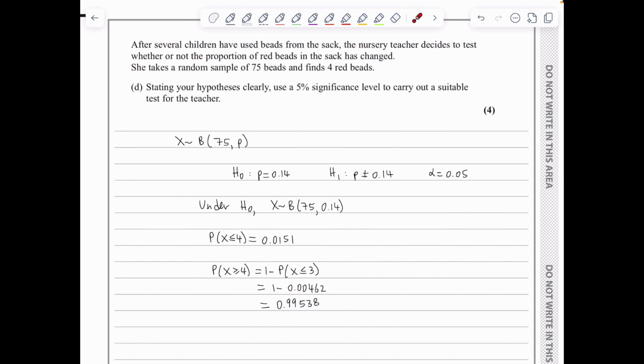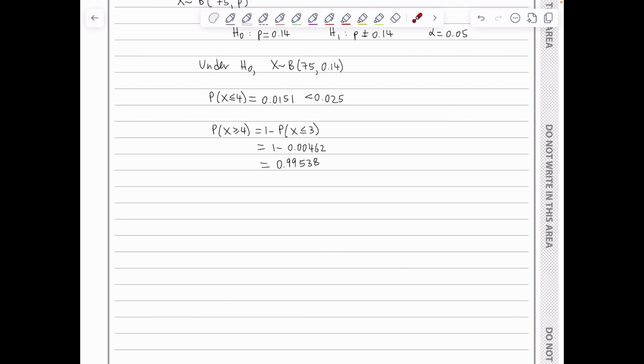Now, I need to compare these probabilities not against alpha, but half of alpha, because it is a two-tailed test. So I'm halving the significance level, and we can see that this here is a very small probability. It is actually less than 0.025, which is exactly half of the significance level, which means that we're looking at a significant result. We reject H naught. We need to put a conclusion in context here. We've got evidence that the proportion of red beads has changed.